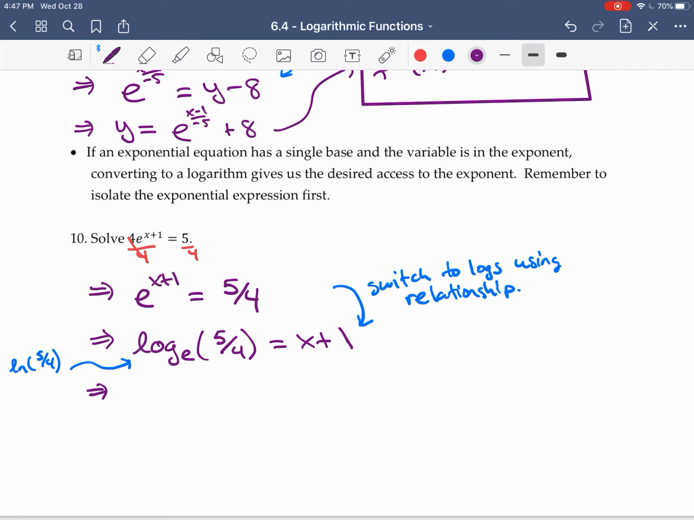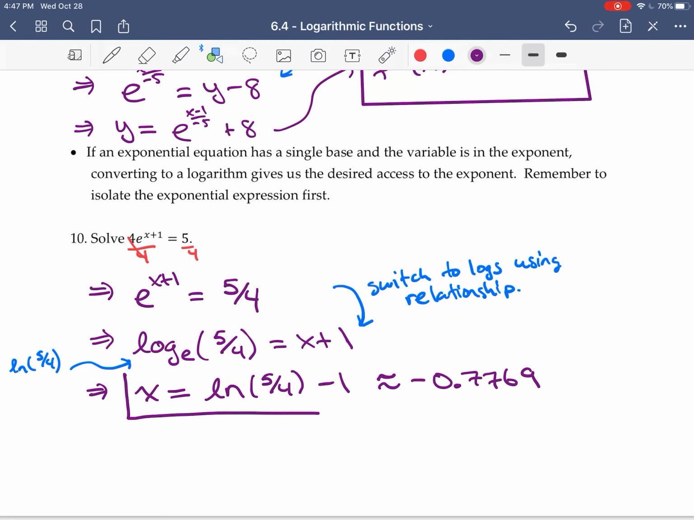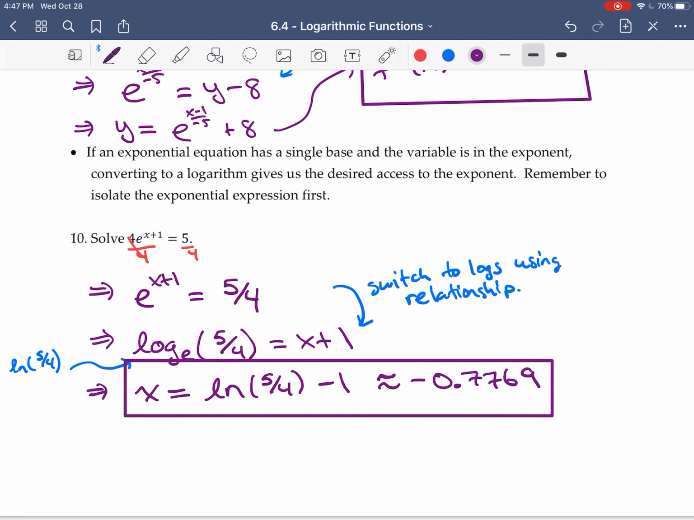Now if I solve for x, it's going to be ln of 5 over 4 minus 1. If you compute that, it's approximately negative 0.7769. Okay, so that would be our answer. And we don't need to check it because it's an exponential function, so it has full domain, so there's nothing to really worry about there.